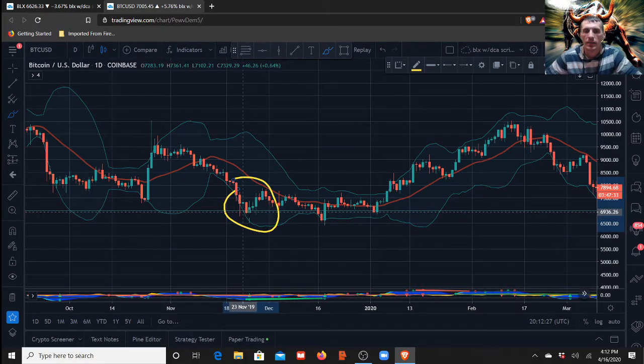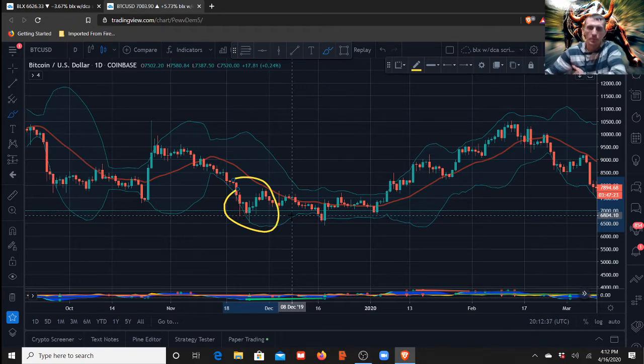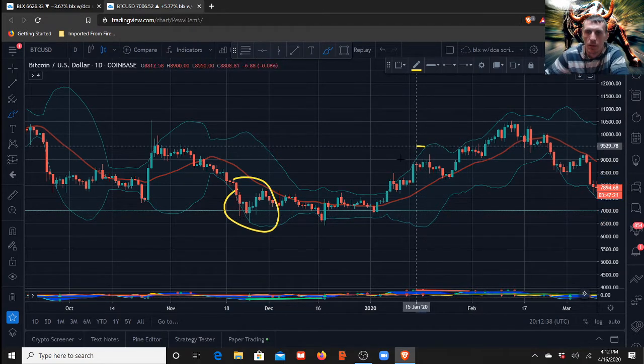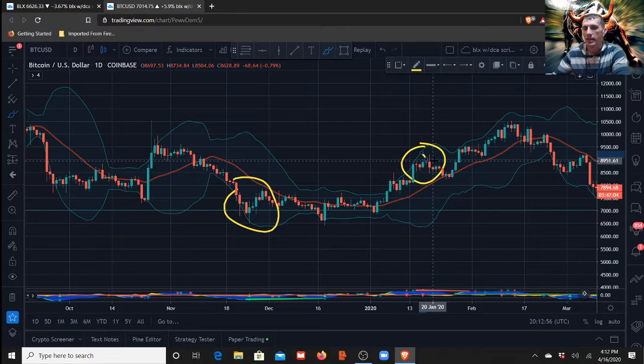This is considered a double bottom when trading with the Bollinger Bands, and it's the same with your double tops as well. Here's a decent example of a double top. We came up and hit the top band. We came up, tested it again, rejected, and then you see the price deviate away from that top band. As soon as you see that deviation, you can guess that price is gonna go the other way.